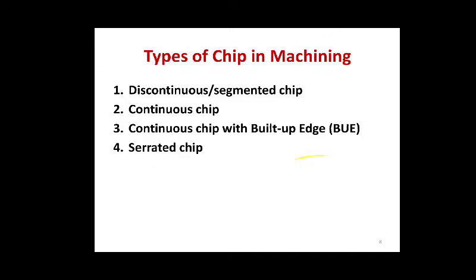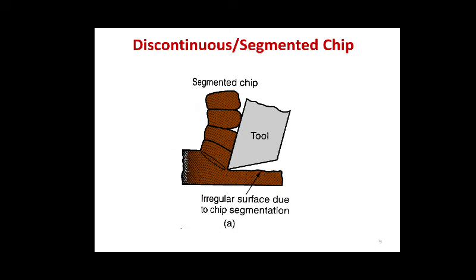Okay, so here are the types of chips in machining: discontinuous chip or segmented chip, continuous chip, continuous chip with built-up edge, serrated chip. If you see the discontinuous chip here, it occurs mostly in brittle work materials, that is in cast irons, where there are low cutting speeds and large feed and depth of cut, and high tool-chip friction.